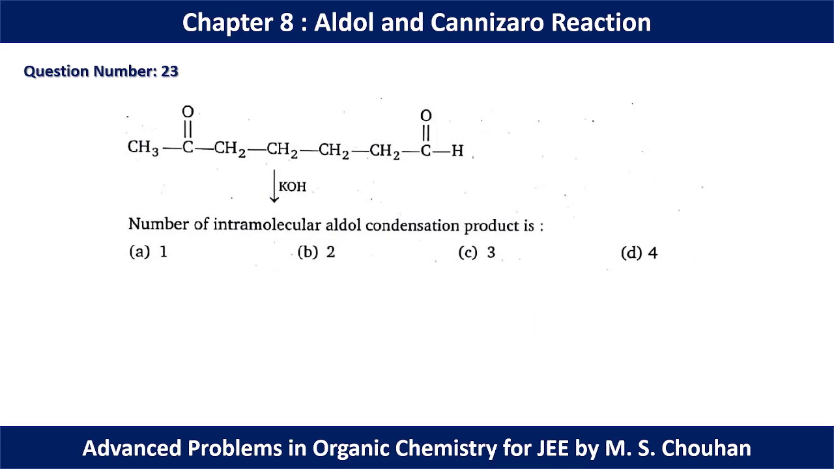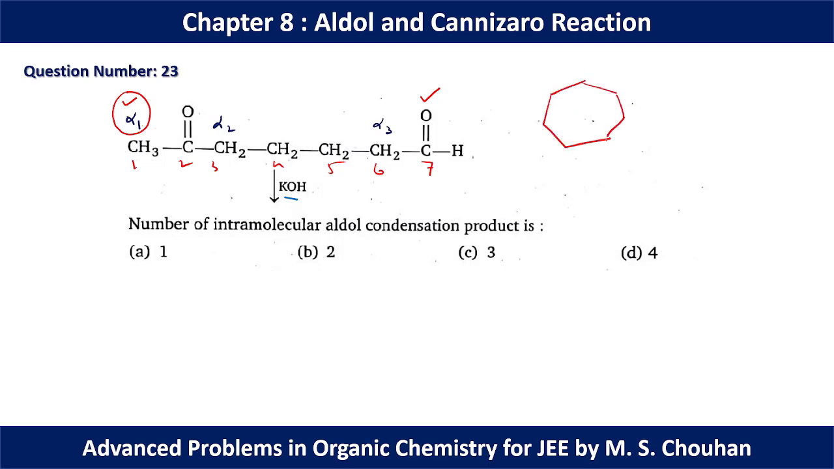In question number 23 we have an intramolecular aldol reaction where KOH is used. So we can go for the alpha positions. We have alpha 1, alpha 2 and alpha 3, three alpha positions. Now if we form a negative charge on the alpha 1 position and approach this carbon, we are going to form 1, 2, 3, 4, 5, 6, 7, a 7-member ring. So if we form negative charge on alpha 1 and approach this carbon, we can form a 7-member ring product.